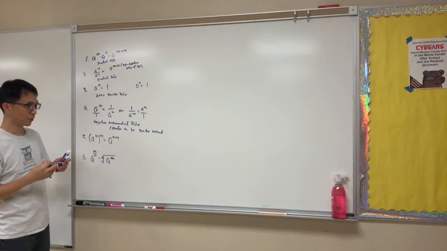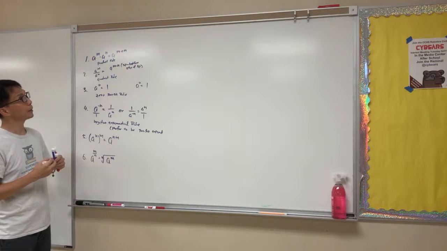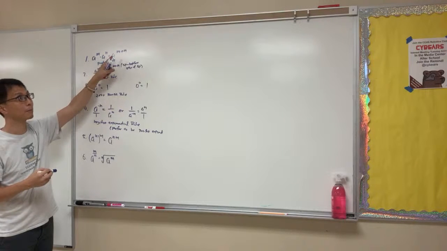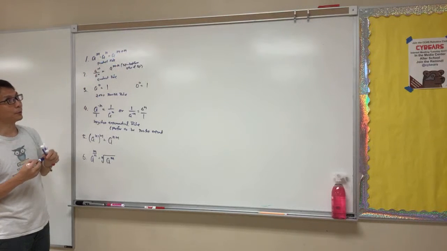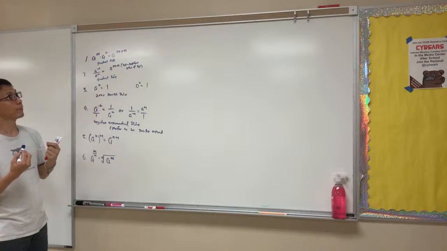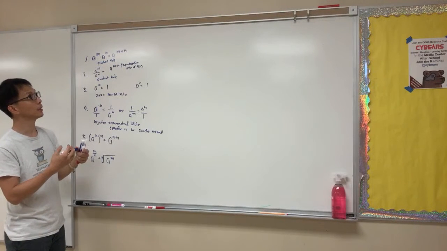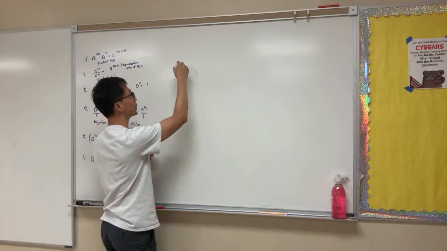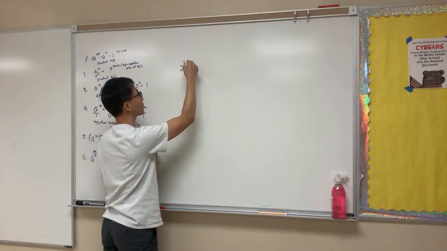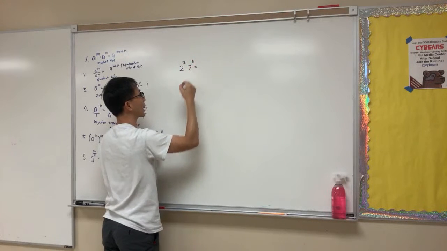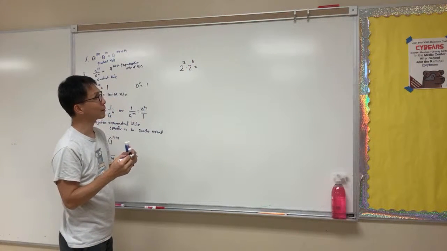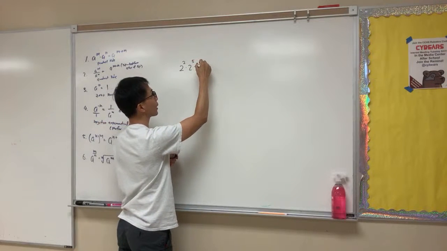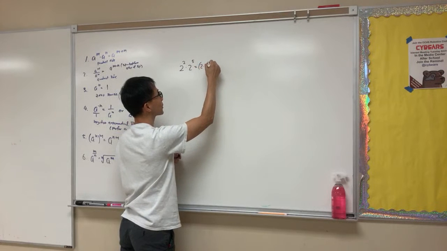So let's start with the first rule and the first example: a to the m times a to the n equals a to the m plus n. This is called the product rule, and it's very commonly used. For example, if I have 2 to the second power times 2 to the fifth power, I can do the slow motion math and rewrite it this way.